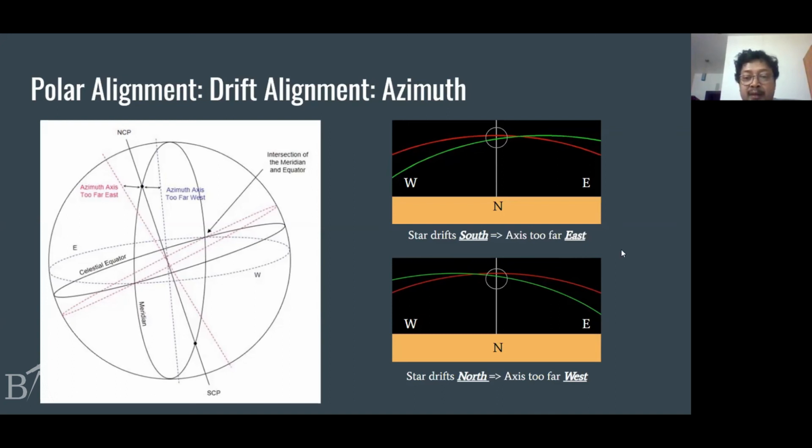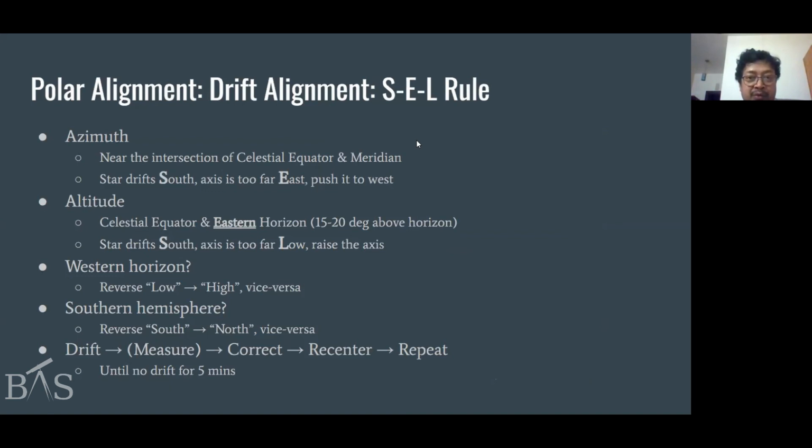Combining these two in drift alignment, the only thing you need to remember is three letters. This applies for the northern hemisphere and eastern horizon. I'll tell you the differences you have to make. You need to remember only three letters: S, E, and L. For azimuth, if the star drifts south, that is the S, the axis is too far east. And for altitude, if the star drifts south, the axis is too low. If you remember these three letters, nothing else matters.